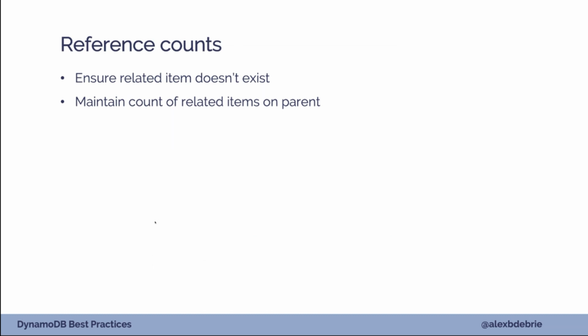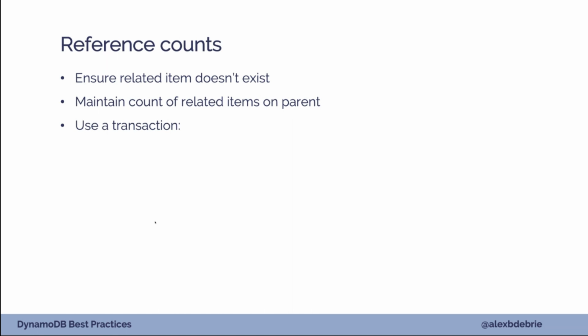But we also want to maintain a count of related items on the parent itself. Like that said, on that particular tweet, I had 3.1 million retweets. Every time someone retweets, we just want to increment that counter so that it's faster to look up every time we fetch that tweet. It'll be there rather than having to count all the related items.